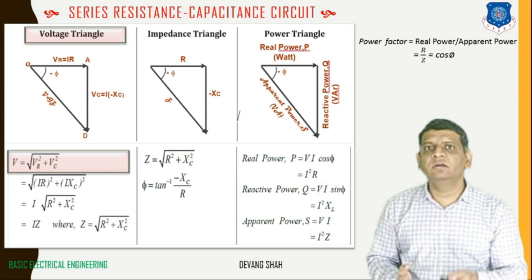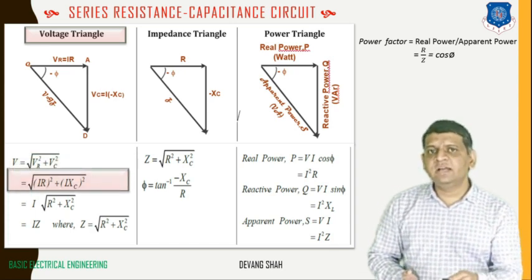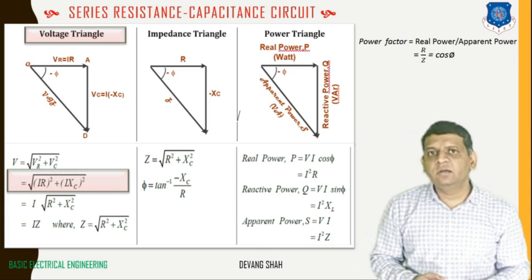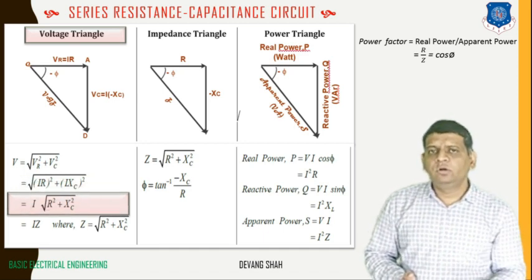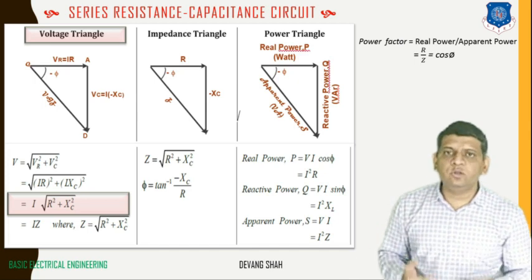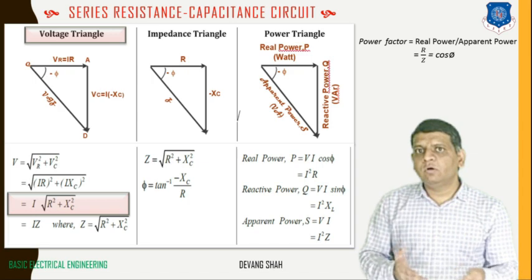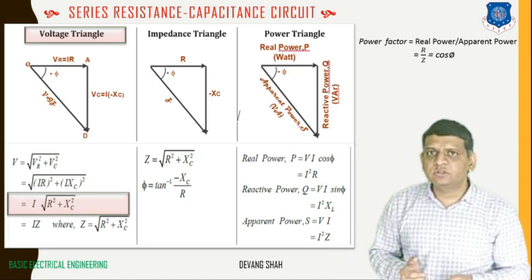From this you can see here total V is equal to under root VR square plus VC square. Since VR is equal to I into R and VC is equal to I into XC, you will see here V is equal to I under root R square plus X square, where R square plus X square you can define as an impedance Z. So here V is equal to I into Z, or I is equal to V by Z. This is the equation that you will get from this voltage triangle.